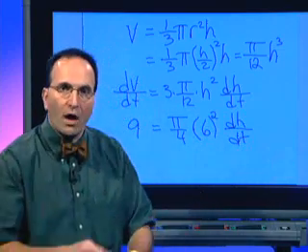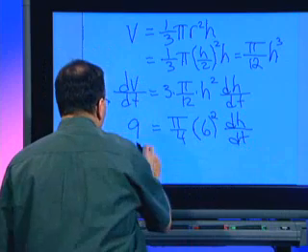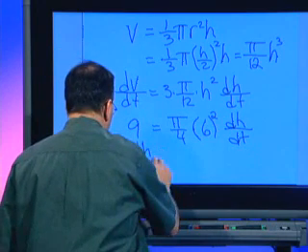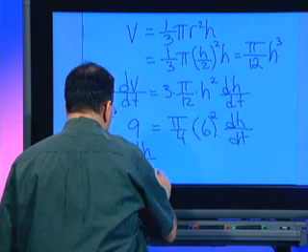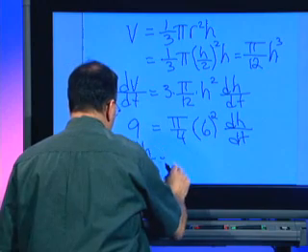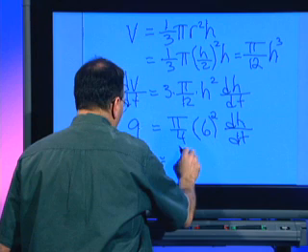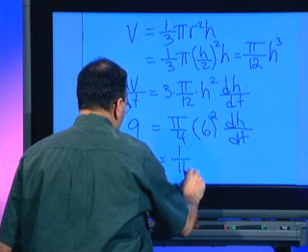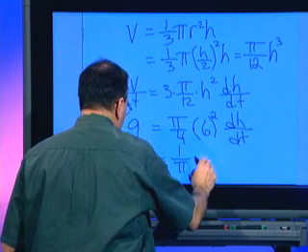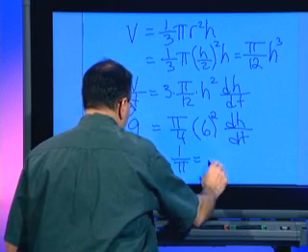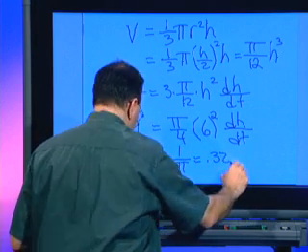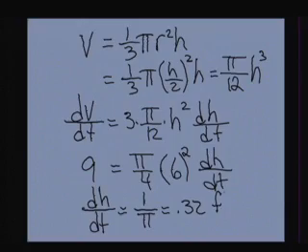So when we do all the arithmetic there, we'll find that dH dt is equal to 1 over pi, which is equal to 0.32 feet per minute.